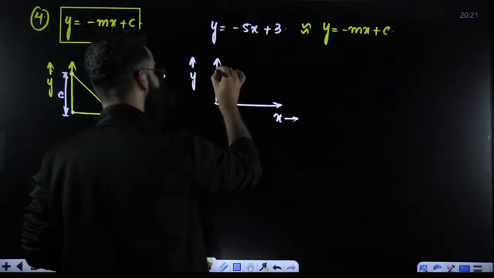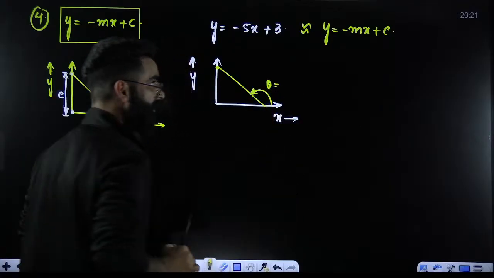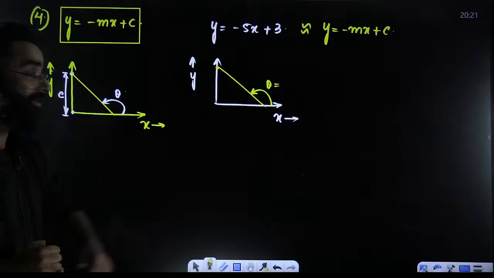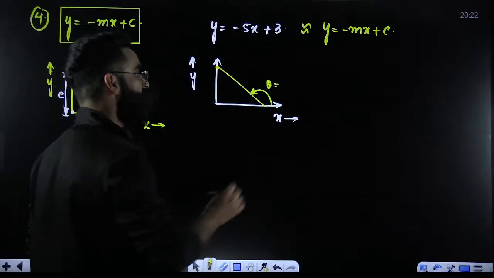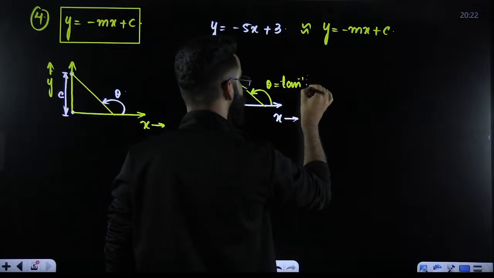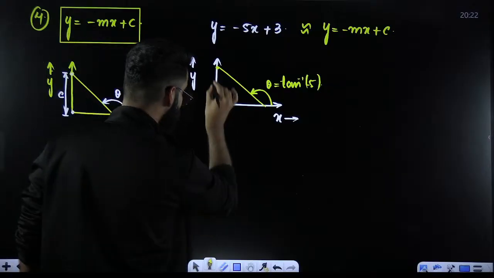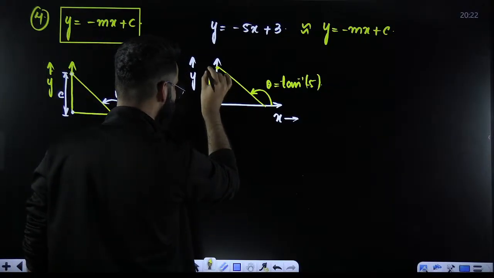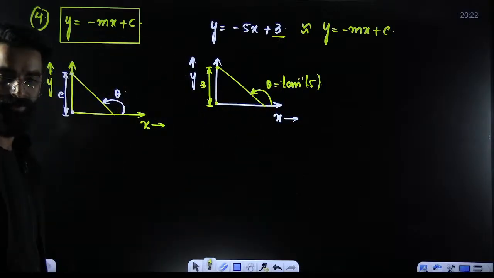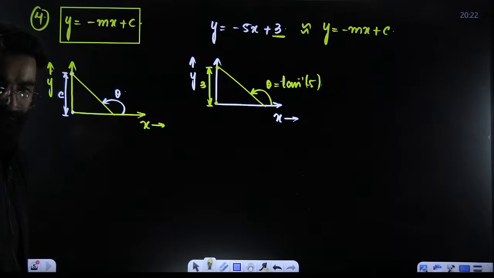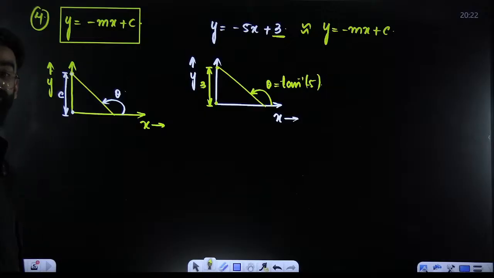So I believe this is clear. Start the graph from here, then like this. This is your theta over here. Tan of theta is minus 5, so theta is equal to tan inverse of minus 5. The distance from the origin till the point from where the curve starts is what you call the intercept, denoted by c. And the c value, when you compare, comes out to be 3 units over here. As simple as that. Is that clear, people? Let me know once in the chat.